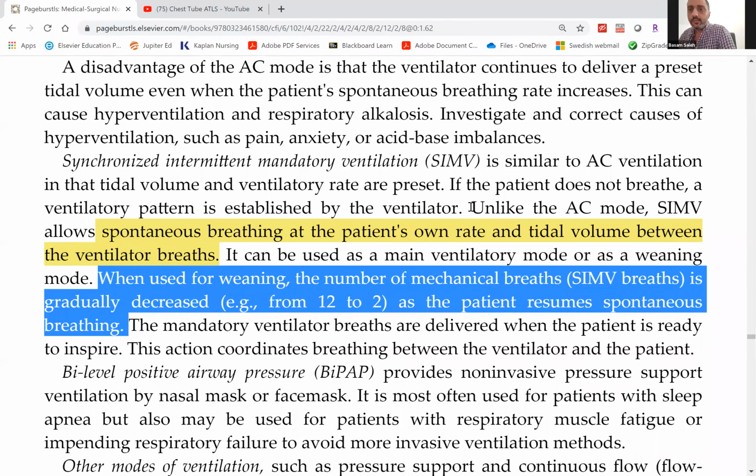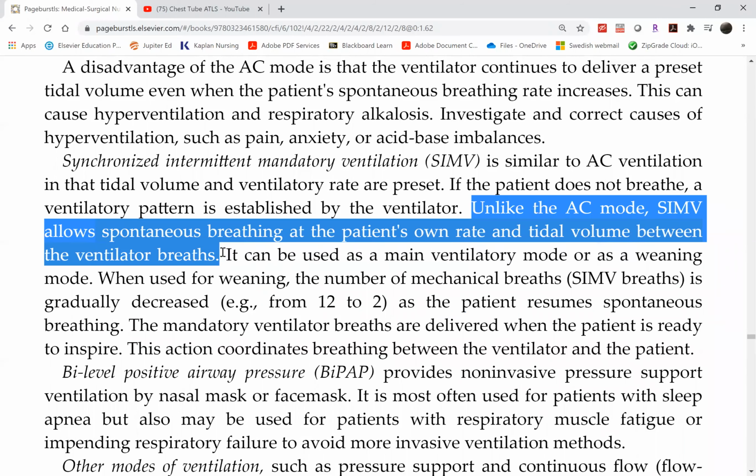What will the final rate be? The actual rate will be? Would it be still 12, but all spontaneous? Okay, it can be, because remember, this one is a volume mode, so it has a preset tidal volume and preset rate. As long as the patient does not fall below the preset rate, it will allow spontaneous breaths. But up to what? Because now the patient is controlling the rate as well, unlike the other one, the AC.